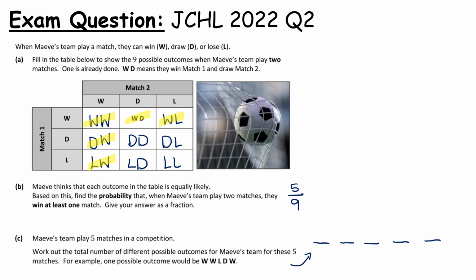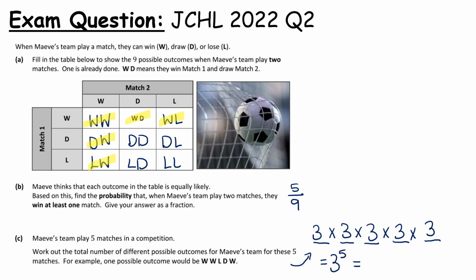Each match has 3 possible outcomes. So in the first match, 3 possible outcomes because we have win, draw, or lose. So in the first match, we have 3 outcomes. And multiply. The next match, we have 3 outcomes, and so on. So we continue this for each of the 5 matches. Now, if we were to simplify that, that's going to give us 3 to the power of 5.